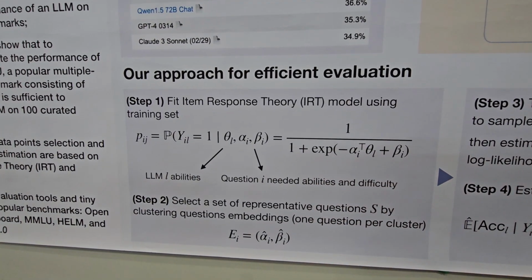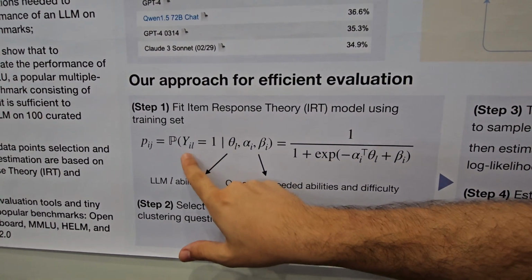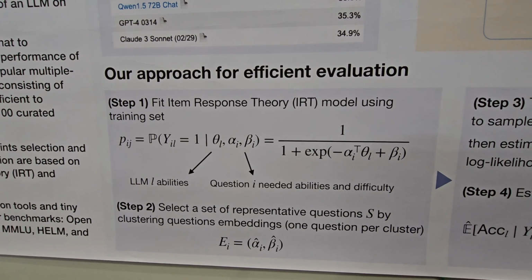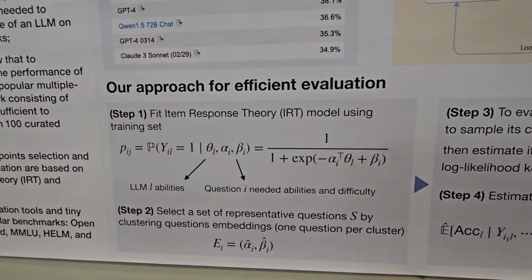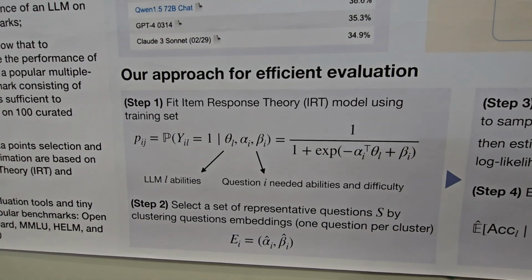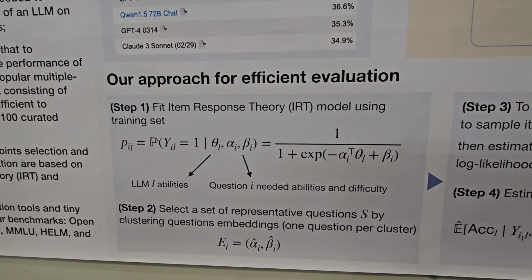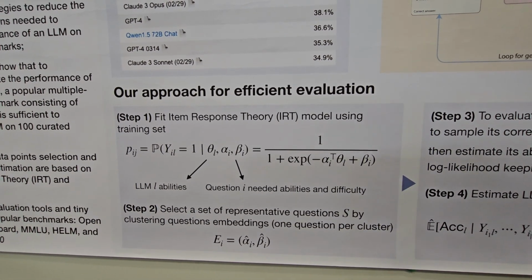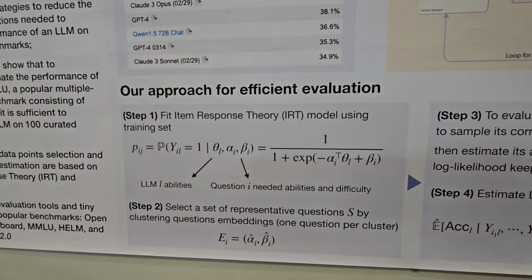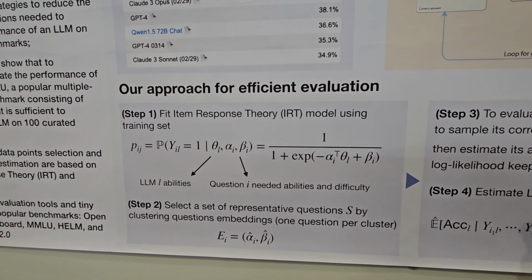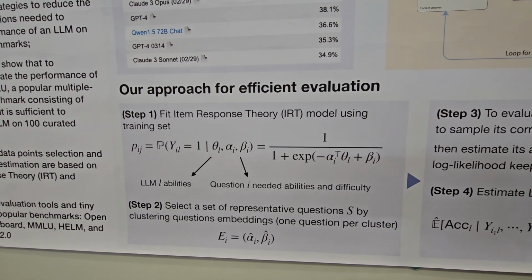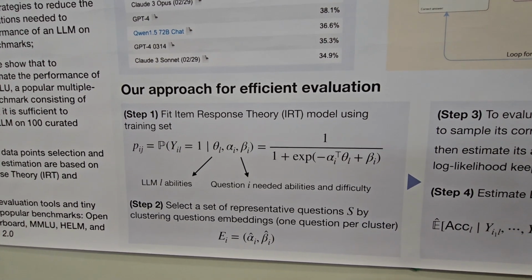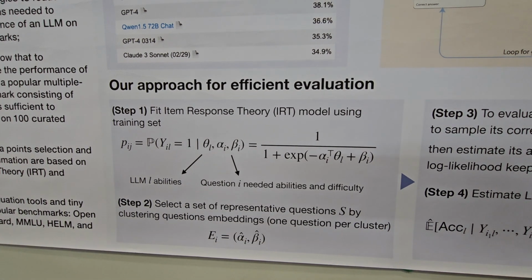This model gives the probability of model L getting question I correct or not. It is just a logistic model. It has parameters: theta L, which represents an embedding for each of the LLMs, giving the LLM abilities. We also have 2 parameters for each question. One is alpha, which gives the abilities needed for the LLMs to get this question correct. And beta is a hardness parameter, how hard the question is.